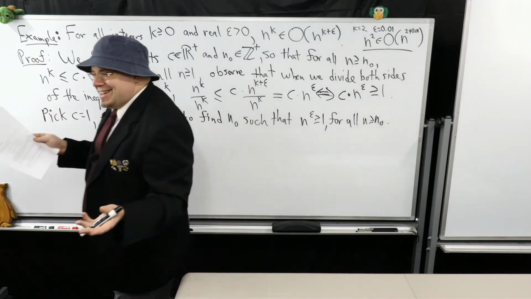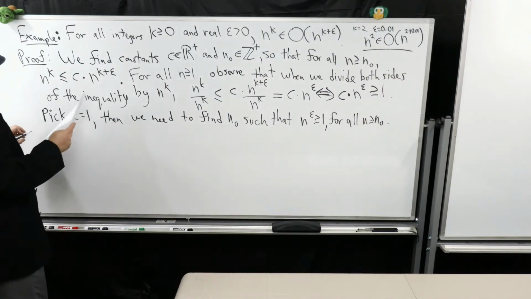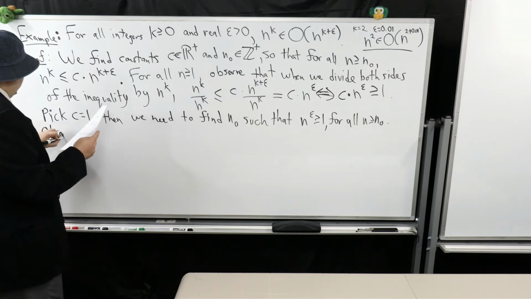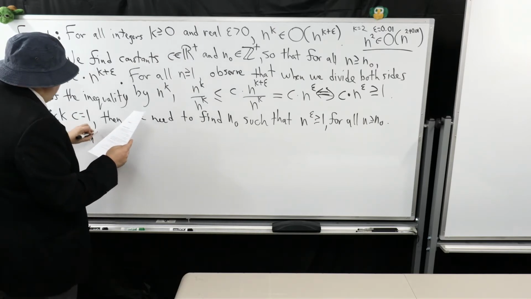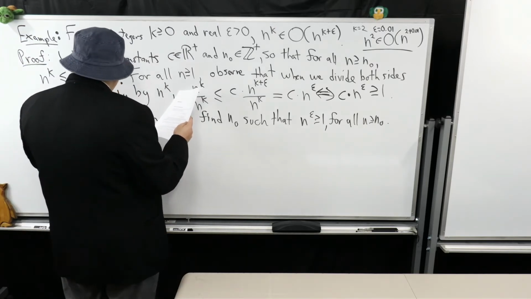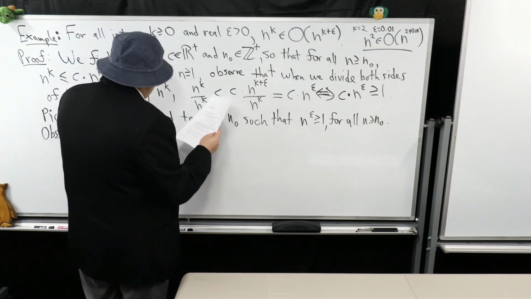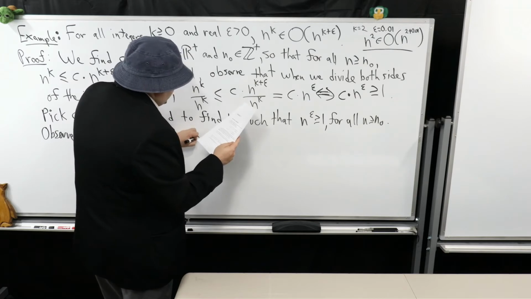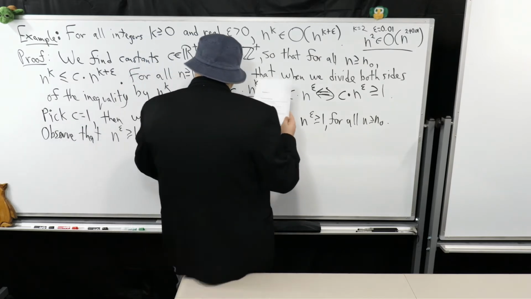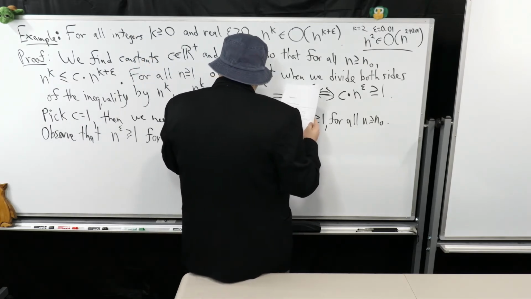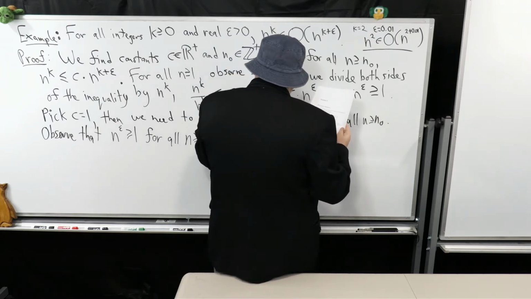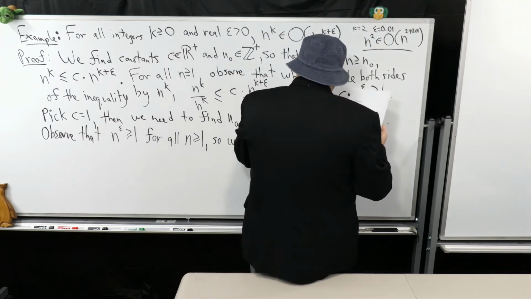Well, this is nice and easy, right? Observe that n to the power of epsilon is greater or equal to 1 for all n greater or equal to 1. So we can select n0 is equal to 1.